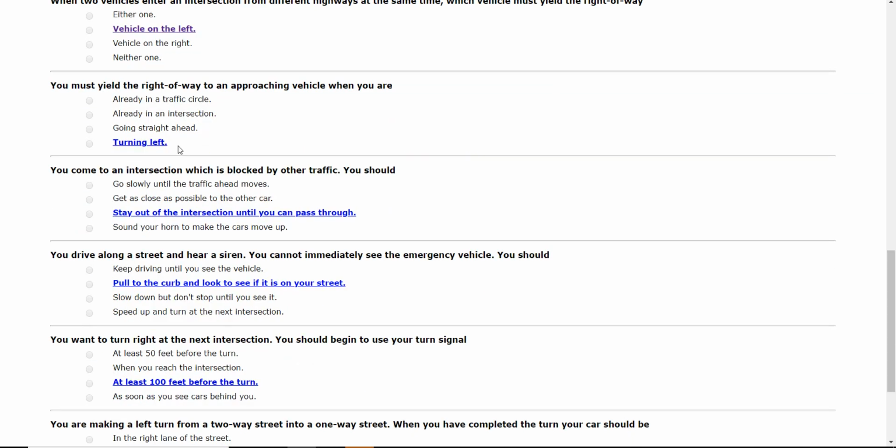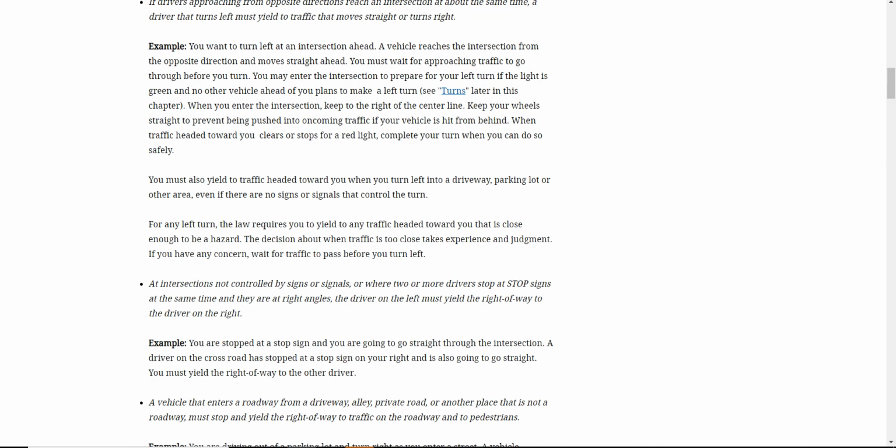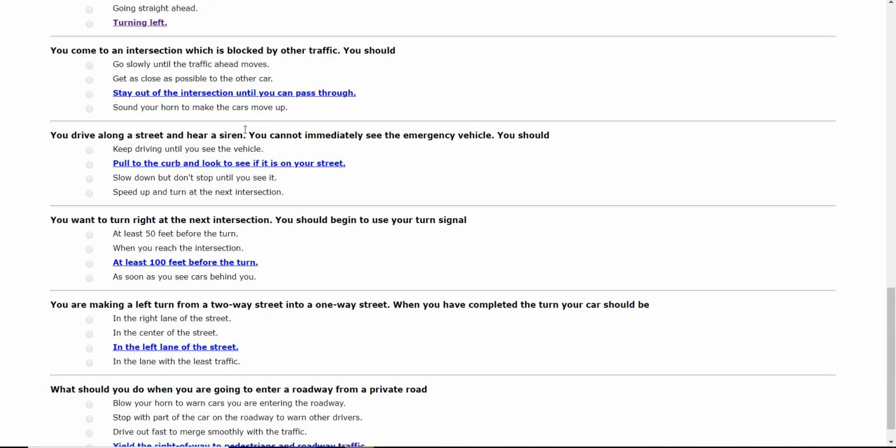You must yield the right of way to an approaching vehicle when you are turning left. So, okay. You come to an intersection which is blocked by traffic. You should stay out of the intersection until you can pass through.